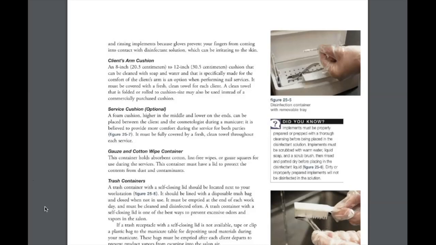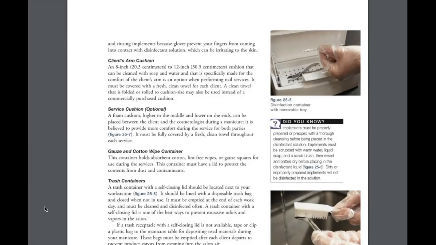You have your trash containers. These have a self-closing lid. All trash cans should have a lid. And it should be located next to the workstation so it's easy for you to access. Most nail techs that I've seen have the small trash cans that you put your foot on and a lid opens. They move their foot, the lid closes. It's a lot easier just to move your foot and it's more convenient.